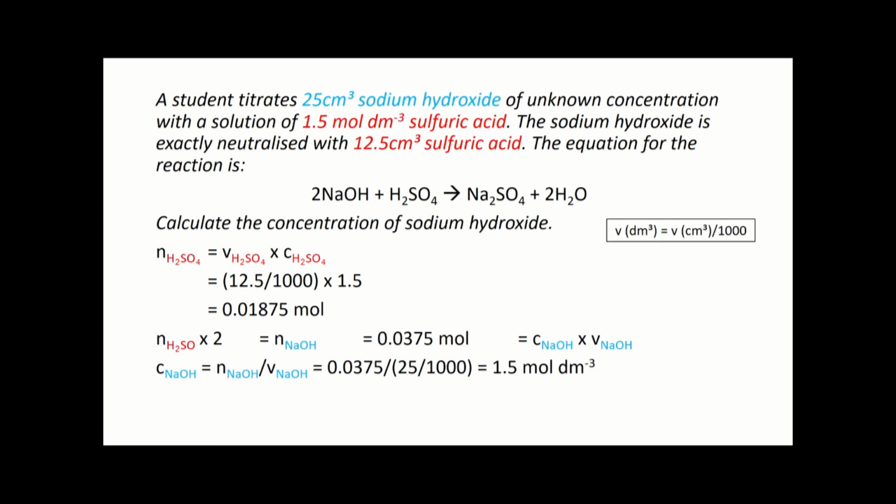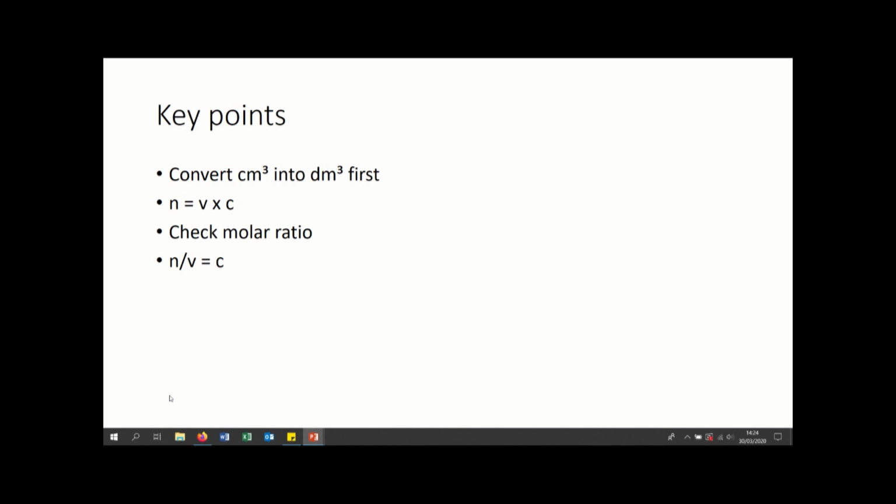and that is the unknown concentration of our sodium hydroxide. Key points: make sure that whatever you do, you convert centimeters cubed into decimeters cubed when you start the question. You can just write it in, convert it into the question in pencil or pen at the top if you like. Second thing, don't forget to just follow the procedure. You know, N equals V times C. Check that molar ratio, make sure that there's nothing that you need to do in the middle to make the number of moles change, and then N over V equals C. But again, everything is already converted into decimeters cubed at that point.